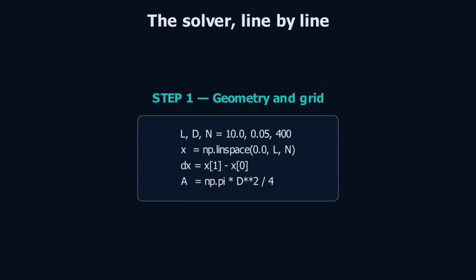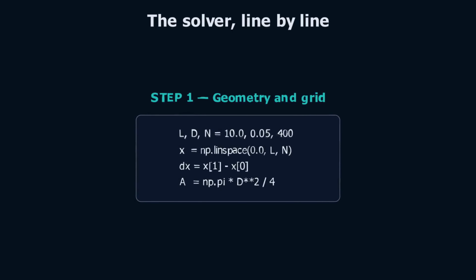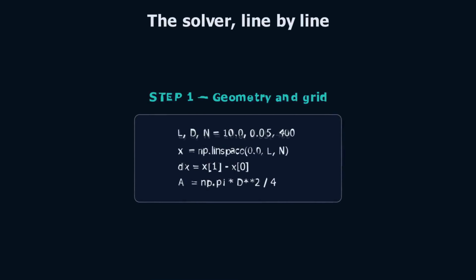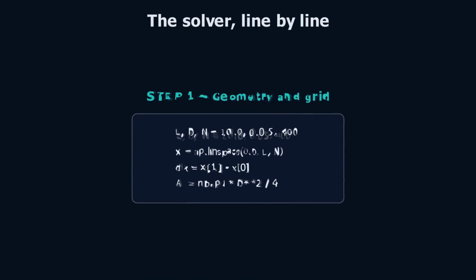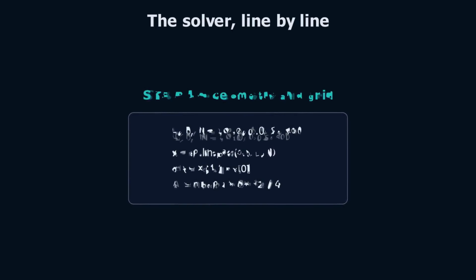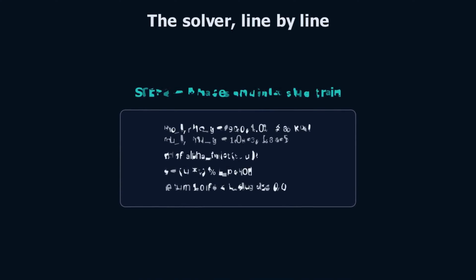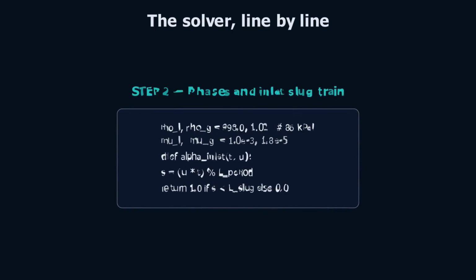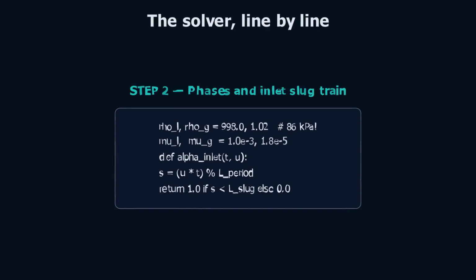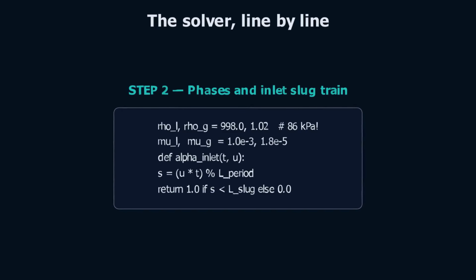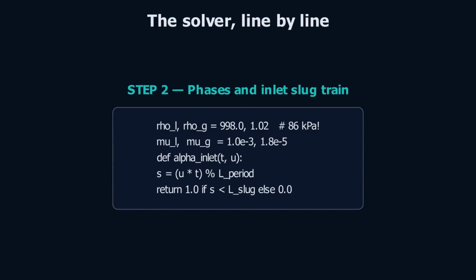Step 2, the fluids and the forcing. Water at 998 kilograms per cubic meter. And look carefully at the air density. 1.02, not 1.2, because this channel broadcasts from Kathmandu at 86 kilopascals, and your simulation should respect your altitude too. The inlet function feeds a square wave, gas for the first 1.2 meters of every 3 meter period, liquid for the rest. A slug train, in 3 lines.